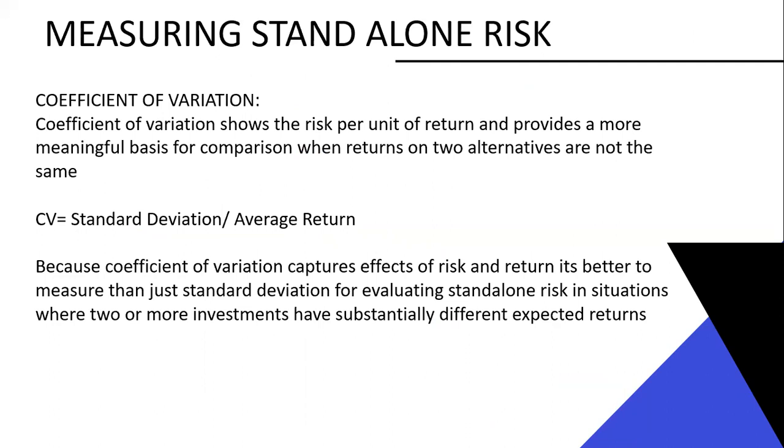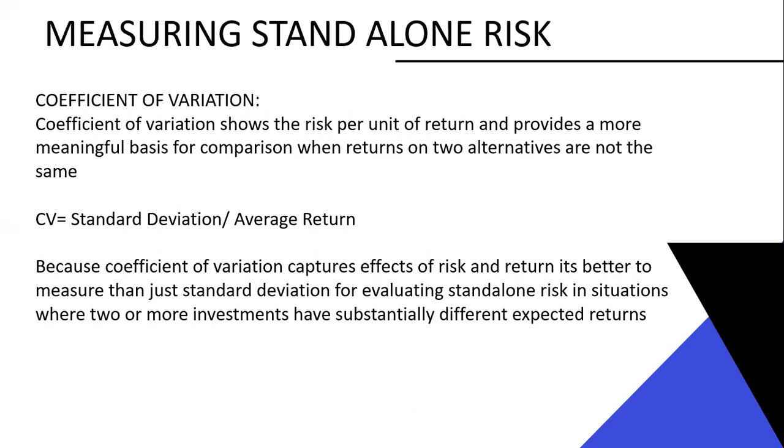Now, if you wanted to compare several different products, let's say you had a certain amount of money and you can only buy one particular product, and you wanted to see which one you would like to buy. Looking at just the standard deviation won't give you the answer, but if you calculate the coefficient of variation, you can easily compare alternatives. The coefficient of variation shows the risk per unit of return and provides a more meaningful basis for comparison when returns on two alternatives are not the same.